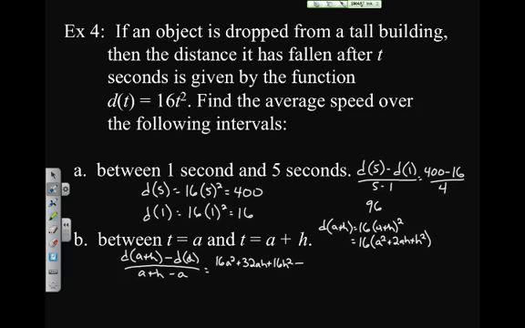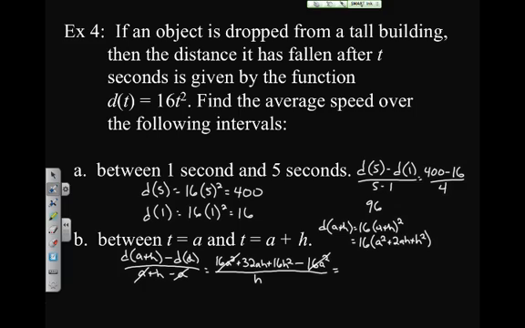minus, when we put in an a in place of the t, notice the only thing that changes is we're going to have 16a squared. And that is all over a plus h minus a. Notice the a's will cancel, and we just have h on the bottom. So now we just have to simplify. We don't have numbers to plug in, but we've got to simplify. The 16a squareds will cancel, and so we're left with 32ah plus 16h squared.